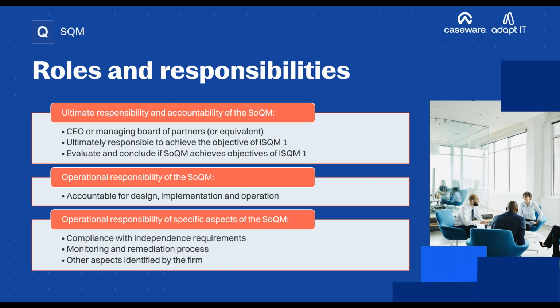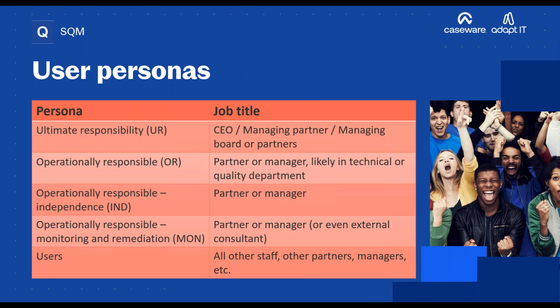All right, so where does that then fit to your firm? If you're setting up your firm's SQM app, you then have these personas, and we've allocated shorter terms to them. So you've got your UR, the person with ultimate responsibility and accountability, and you will then have to allocate that individual user or the group of users to that role so that they can fulfill the responsibilities and have the access in SQM to fulfill their roles and responsibilities.